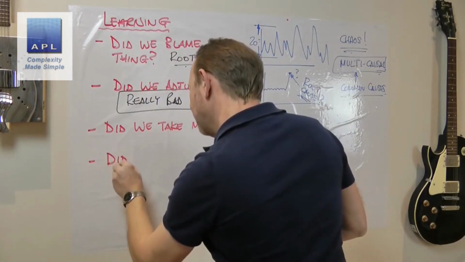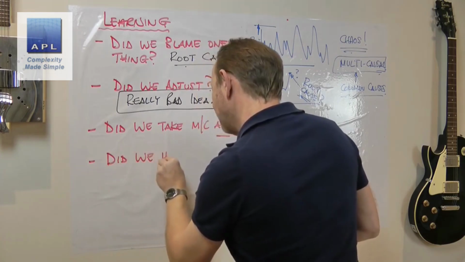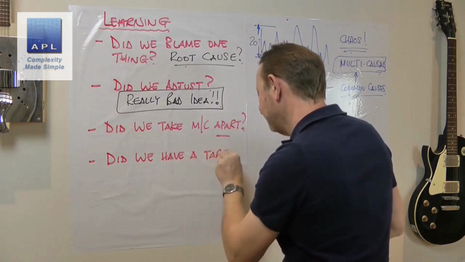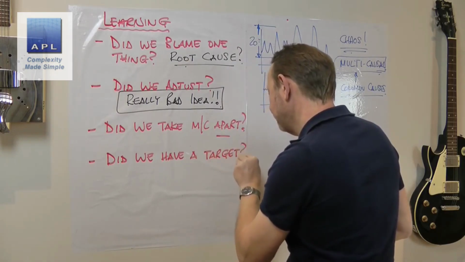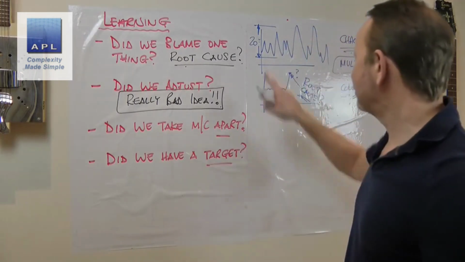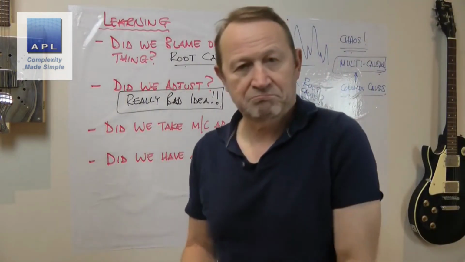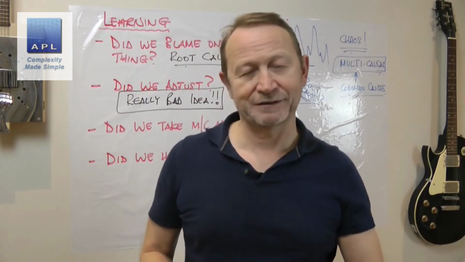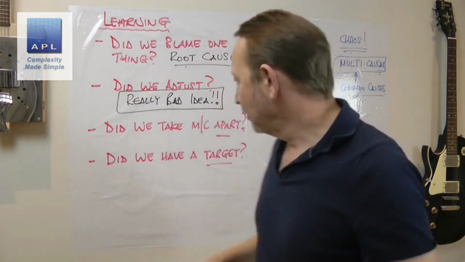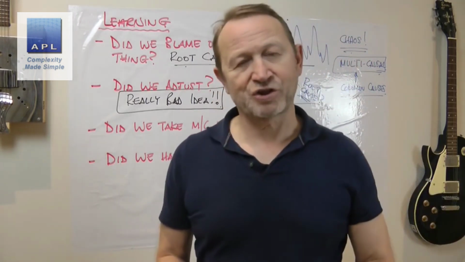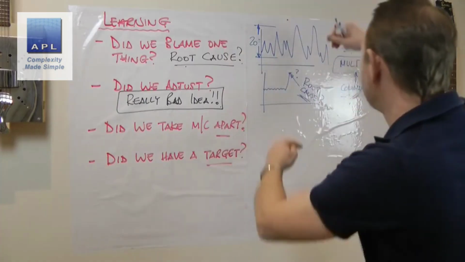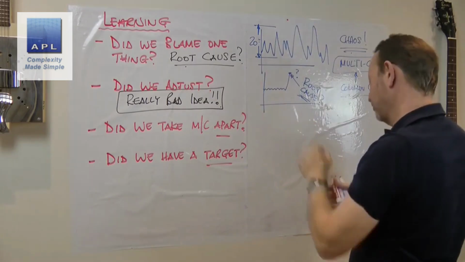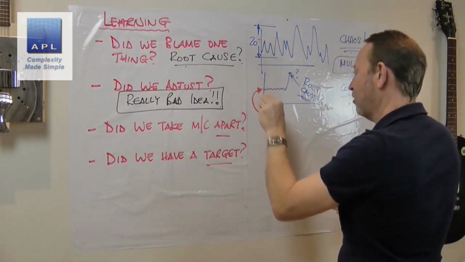Here's the next one. Did we have a target? Did we have a target? So did I ask you to hit, I don't know, 67 inches, 123 inches? Do we have a specific place to land? Well, no, we did have a target in the exercise, and the target was to reduce the range. So all I wanted you to do was to take this 20-inch range and make it as tight as you possibly can.